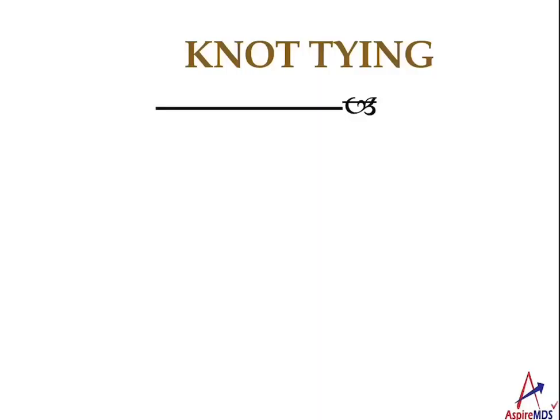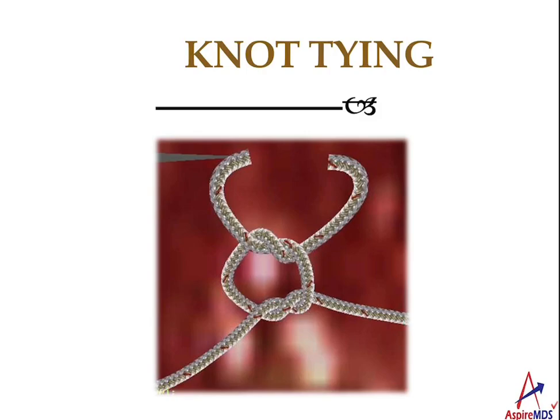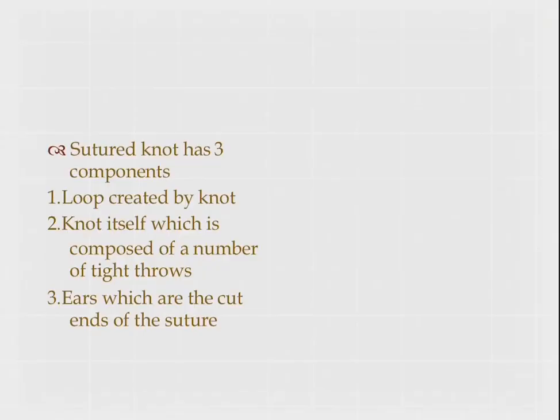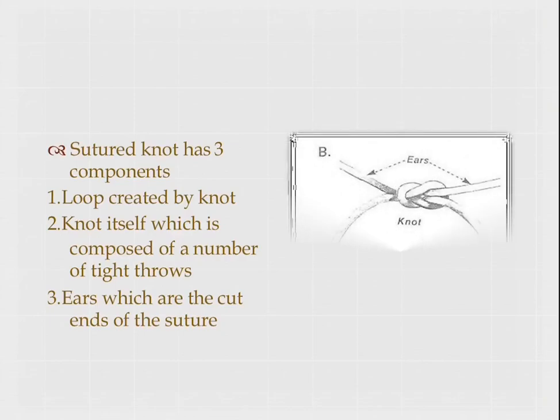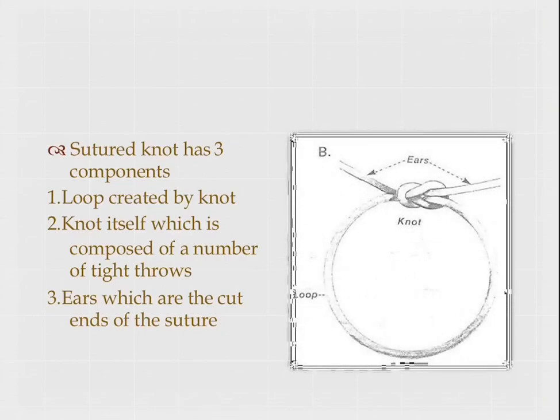Talking about the knots, how it is tied is also an important topic to be known. There are various kinds of knots that are to be known. First of all, we should know what are the parts of a knot. It has three components: the loop of the knot itself, and the ears that are the terminal end of the suture.